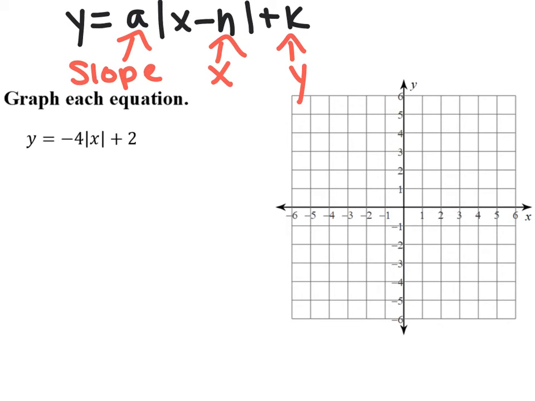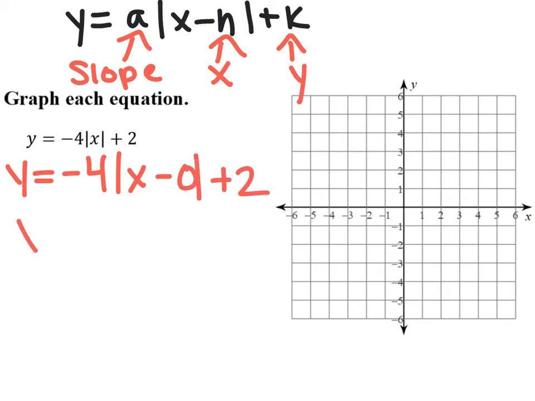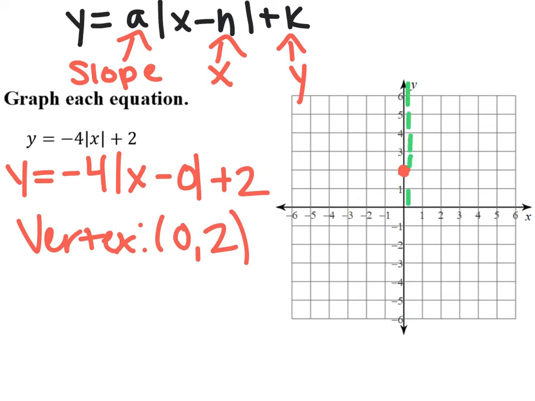First, let's rewrite the equation in standard form. So it becomes y equals -4 absolute value of x. Since there's nothing else inside the absolute value, it's minus 0 plus 2. Now the vertex is the opposite of the h value, so it's 0, comma, the k value, which is 2. So I can plot my vertex and draw in the axis of symmetry.